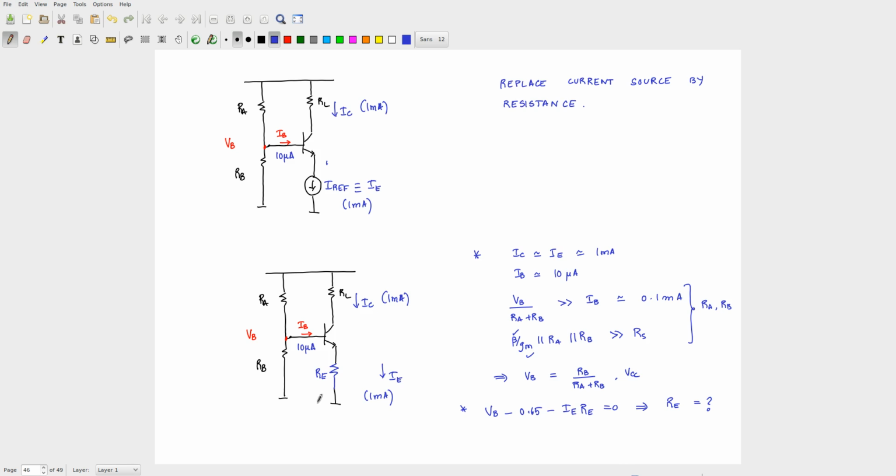Okay. So this is a very common biasing arrangement for the BJT, right? It is derived from the emitter feedback circuit, but this particular circuit has a name, and you will see this very popularly used. This is called the 4 resistor bias circuit.